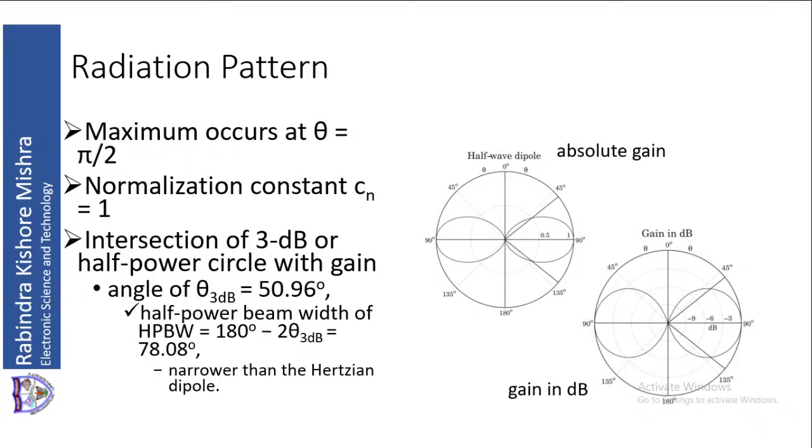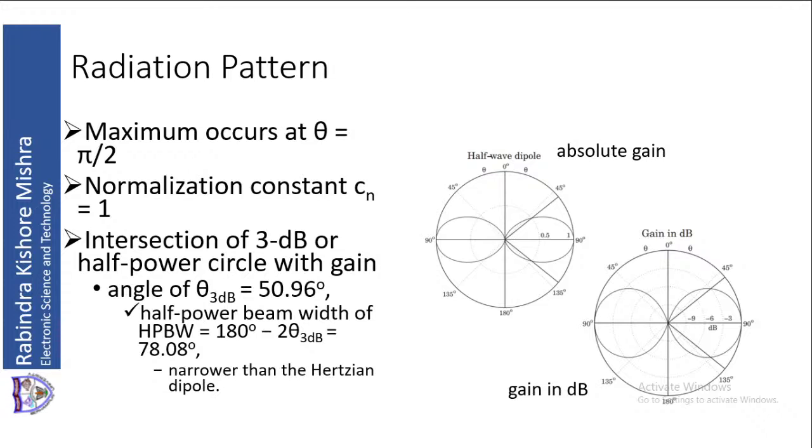The 3 dB angle gives the half power beam width. The 3 dB angle is 50.96 degrees. So the half power beam width will be 180 minus 2 times the 3 dB angle, which is 78.08 degrees. Once you get the half power beam width, you can find the first null beam width, which is approximately 2 times the half power beam width.